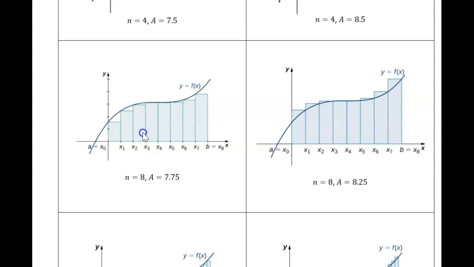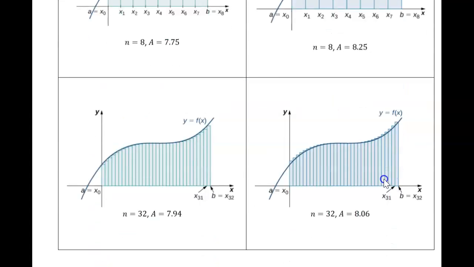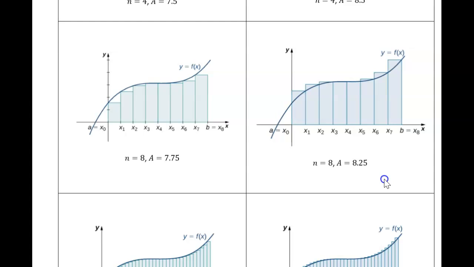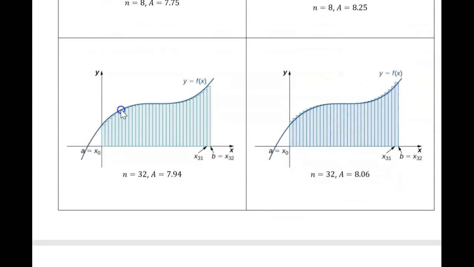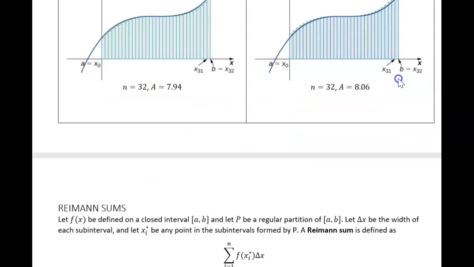When we double our partitions, we're minimizing the gaps. So now our areas are 7.75 and 8.25. And then if we quadruple it to 32, you can see that this area gap is really small at this point, and our areas became 7.94 and 8.06. So you can see that we're approaching a limit of the true area, which in this example is actually exactly 8. And so we want to take our areas as limits as the number of partitions goes to infinity.